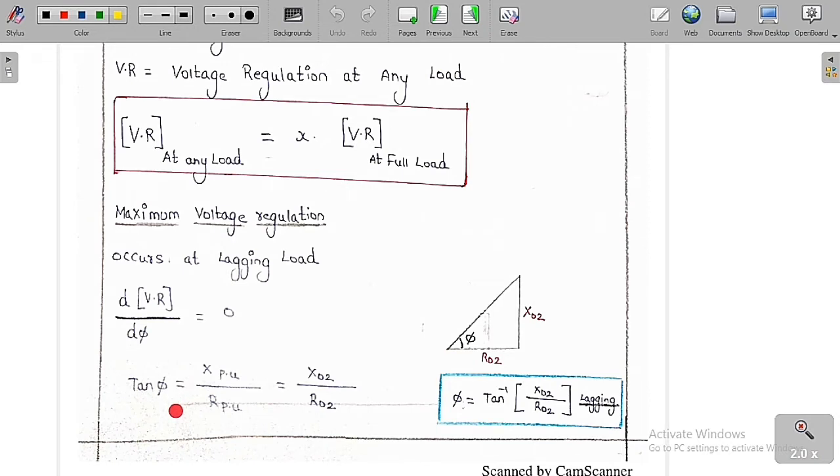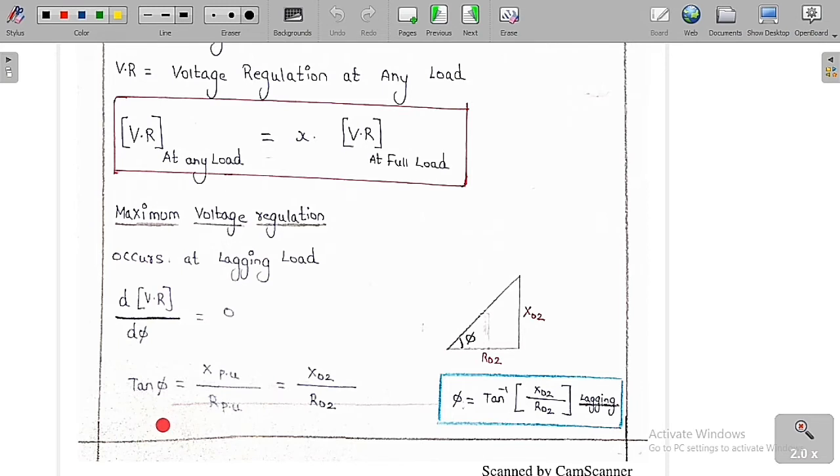Maximum voltage regulation means maximum voltage drop across the internal impedance. So voltage regulation tells you how much voltage drop there is across the internal impedance: the more the voltage regulation, the more the voltage drop across the internal impedance.